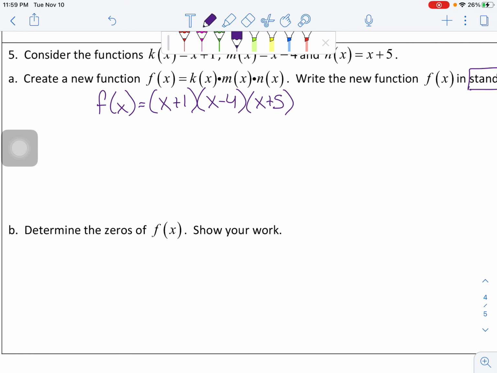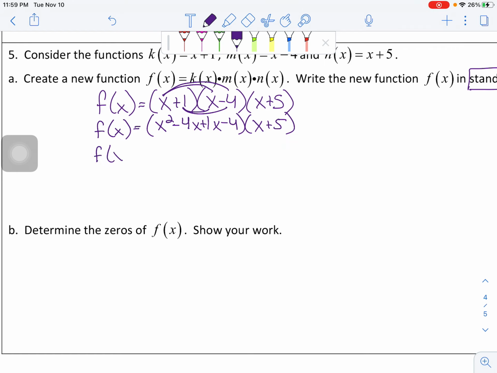Standard form means I need to multiply this out. And remember, when you multiply, you are only multiplying two things together at a time. So I'm going to go ahead and take x plus 1 times x minus 4. And for this one, I'm just going to do distributive property. So that's going to be x squared minus 4x plus 1x minus 4. And then the x plus 5 still stays because I do need to multiply that later on.